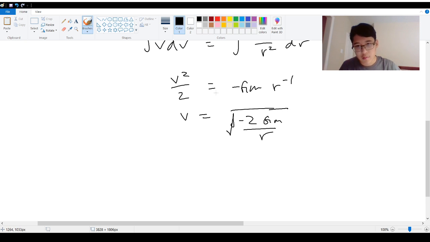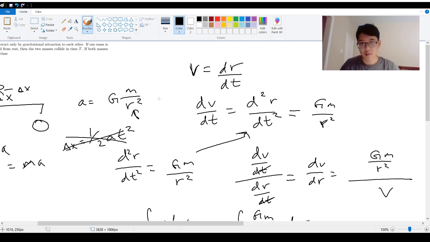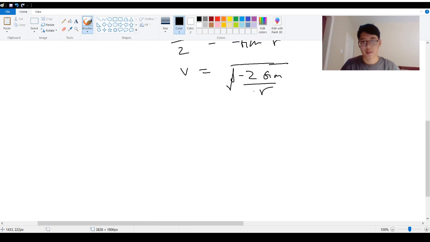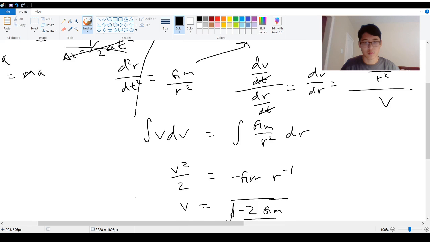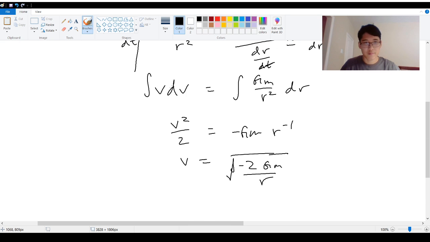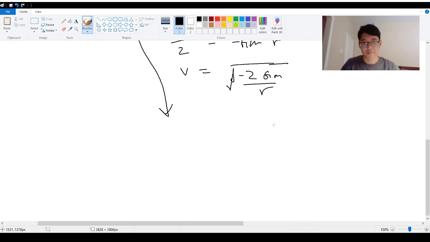Make sure I did that right. Yep. Okay, so now we have an equation for v in terms of r, so we can solve for dr/dt. So let's plug this back into here, and we set the square root of negative 2GM over r equal to dr/dt.